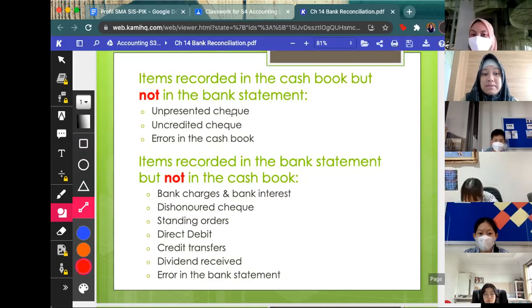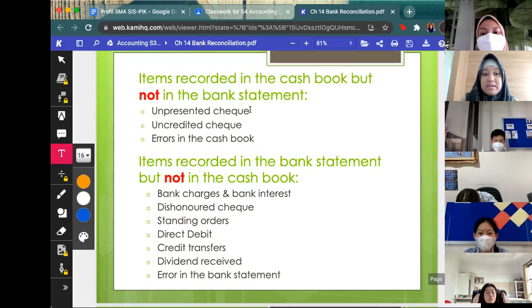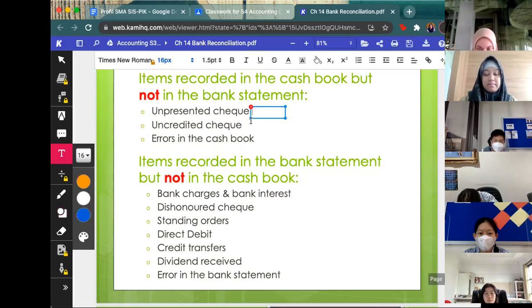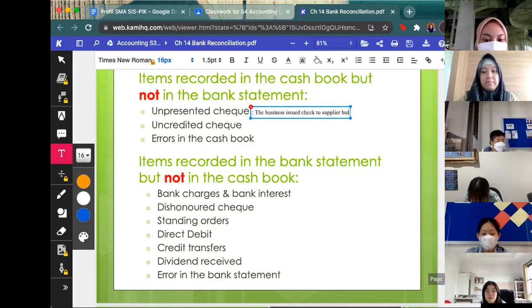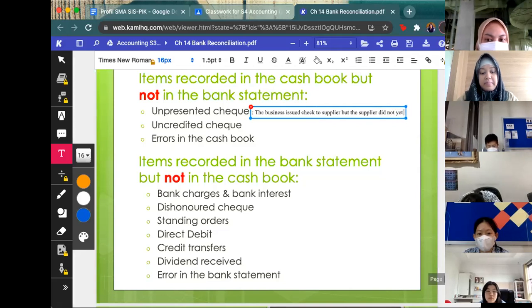What is an unpresented check? An unpresented check means that the business issued a check to a supplier, but the supplier did not yet hand it in to the bank.